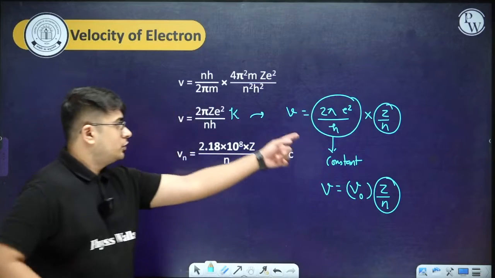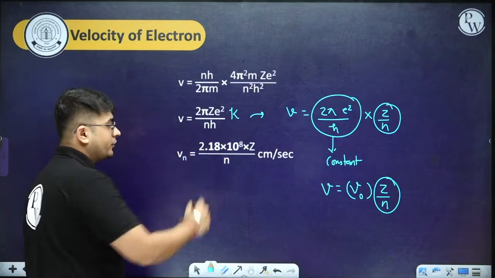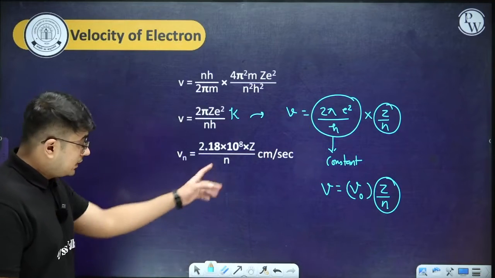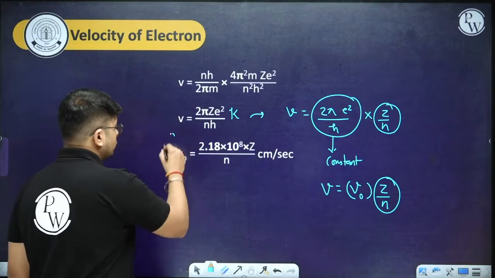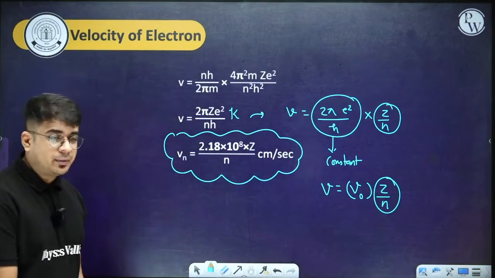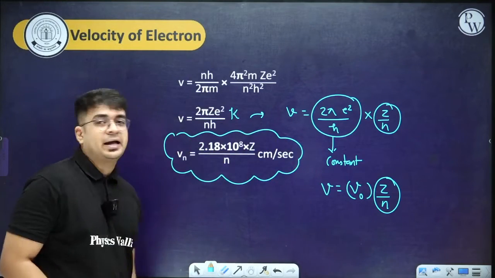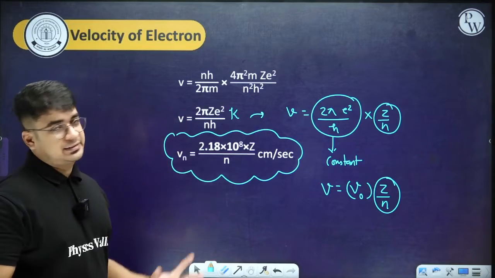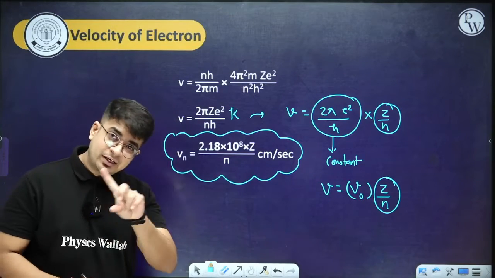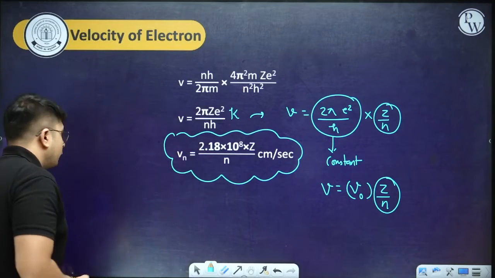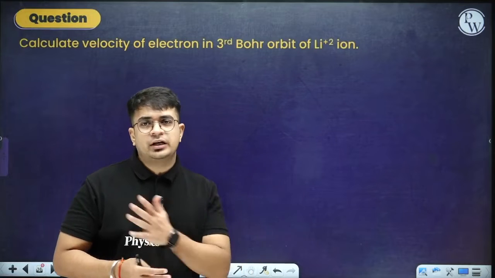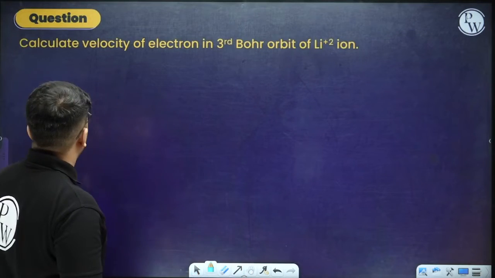This v naught has the value 2.18 multiplied by 10 raised to the power 8 centimeter per second. So you will finally be getting the value as 2.18 multiplied by 10 raised to the power 8 Z by n centimeter per second. That is the value related to the velocity of electron moving in a specific orbit. Now for hydrogen atom, again you can calculate this entire part by putting the values 1, 2, 3 for different orbits. Now let's talk about a question.